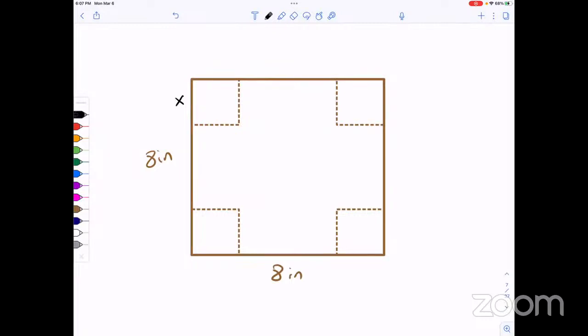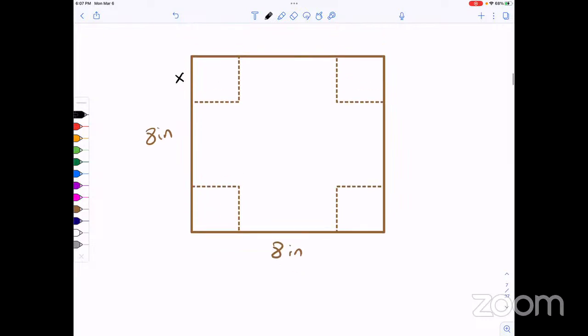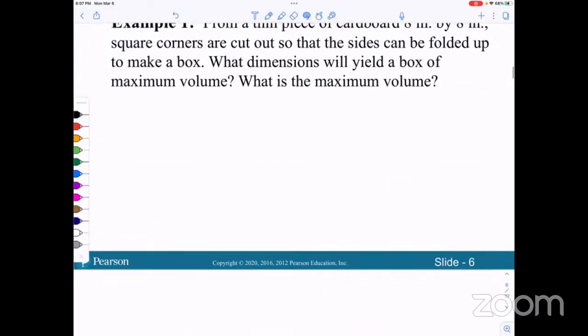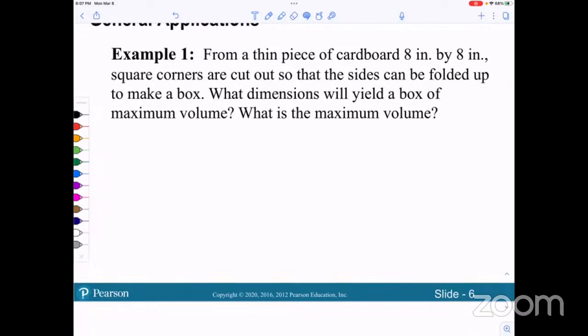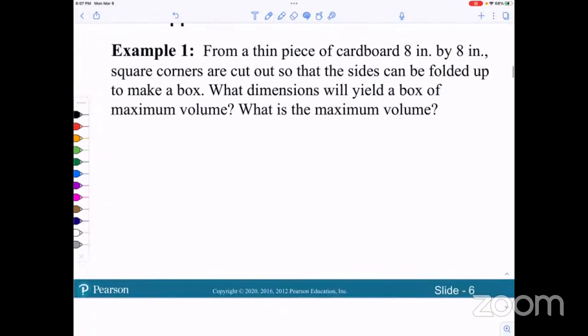So then when we're done, we're gonna fold. Let me paste. We're gonna fold up the flaps so that we can make an open box, all right? Square corners are cut so the sides can be folded up to make a box. And then we want to know the dimensions that's going to maximize the volume, okay?